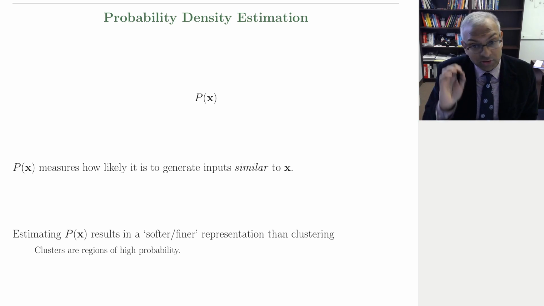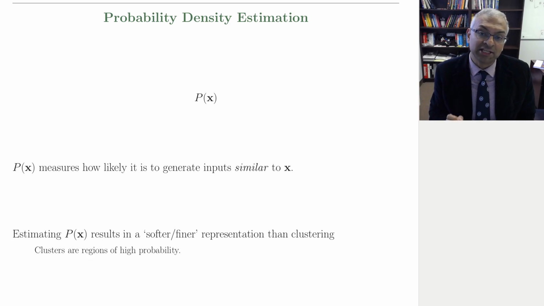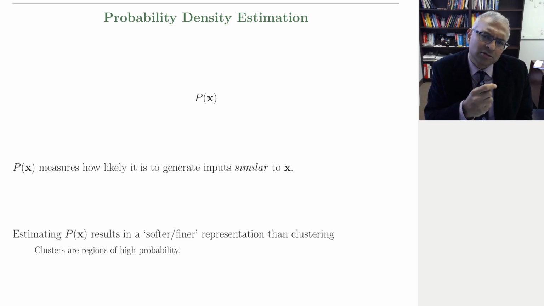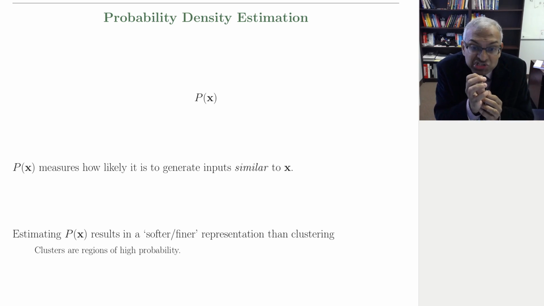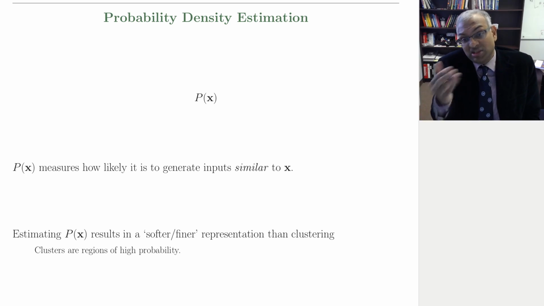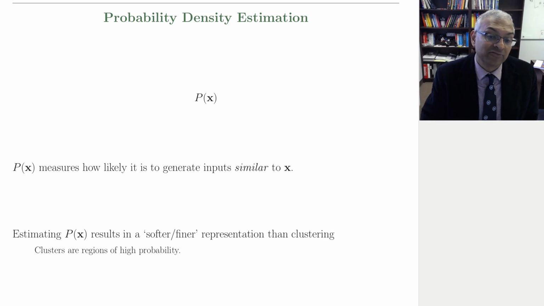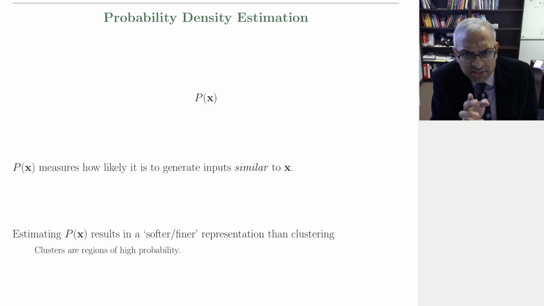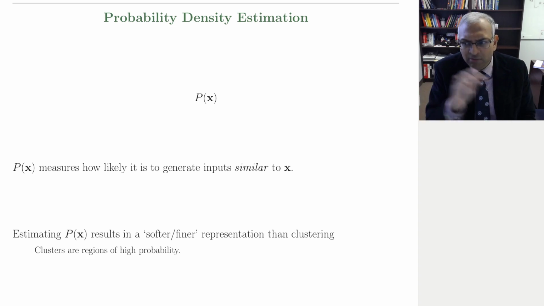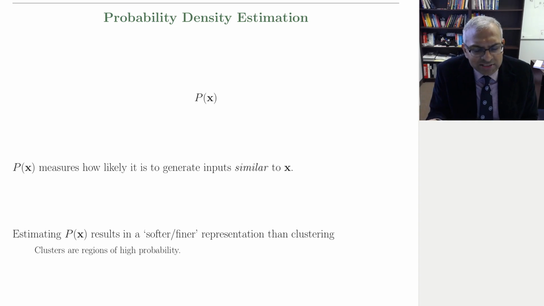Well, now we're talking about how to estimate the probability density. So why is this a similarity-based technique? Well, it's because the probability P of X measures how likely it is to generate inputs similar to X. And so similarity-based techniques are going to be relevant. Now, probability density estimation is unsupervised. You only have the X values. So it naturally fits within our look at unsupervised learning.